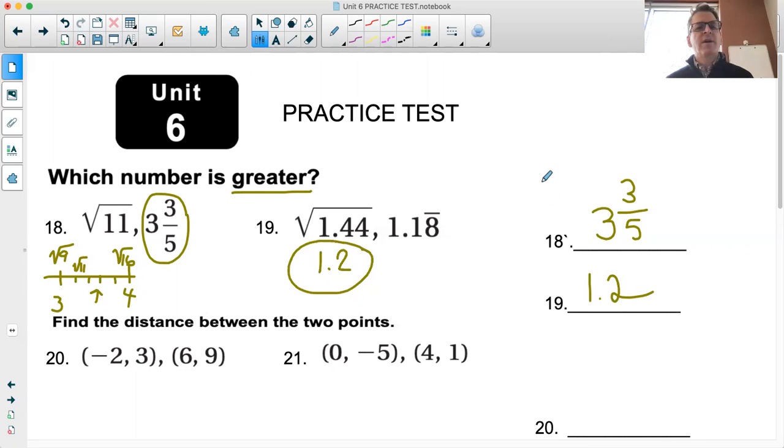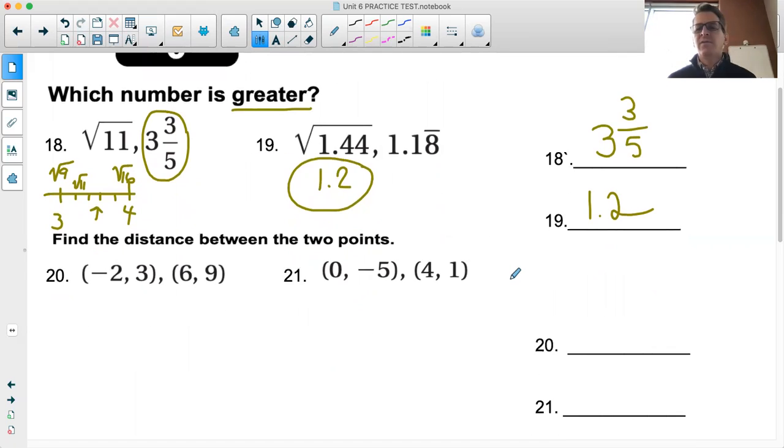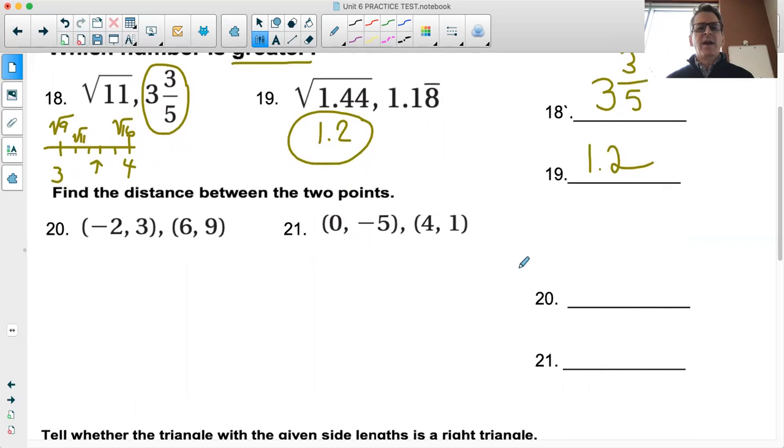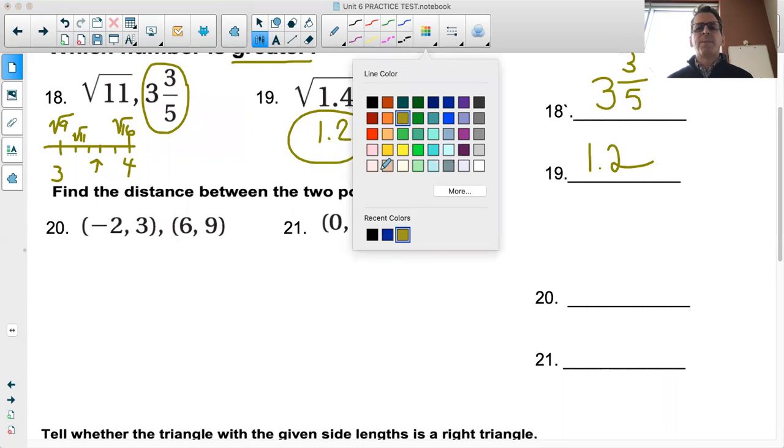Which number is greater? So look at your perfect squares and your number line to help you with those types of questions on the final test. All right, now we're going to move to 20 and 21, finding the distance between 2 points. So this is the use of our distance formula.